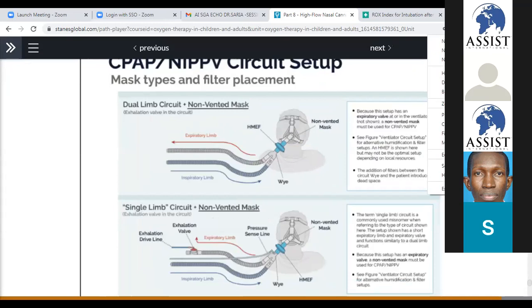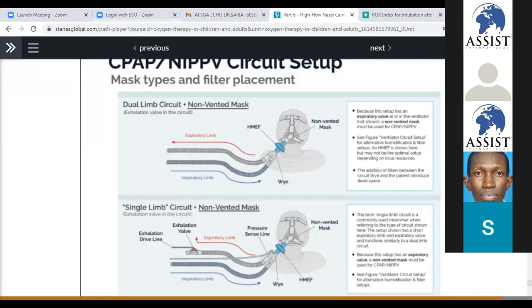So here, basically, we need at least 3 things. You will need the right diagnosis that the patient is having this particular diagnosis. And we have said 2 diagnoses are supported by evidence that they have good outcome and result: COPD exacerbation or respiratory failure due to cardiogenic pulmonary edema. Then number 2, you will need right interface or right equipment.